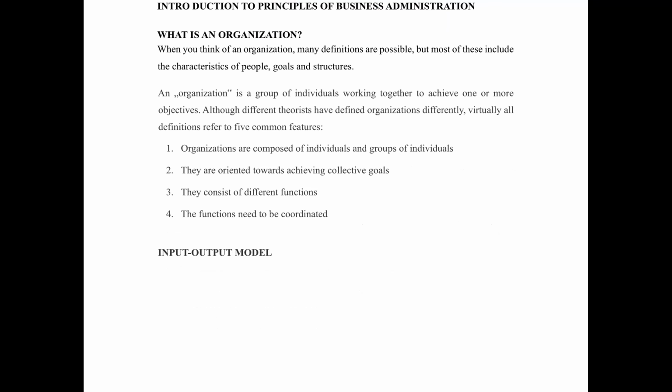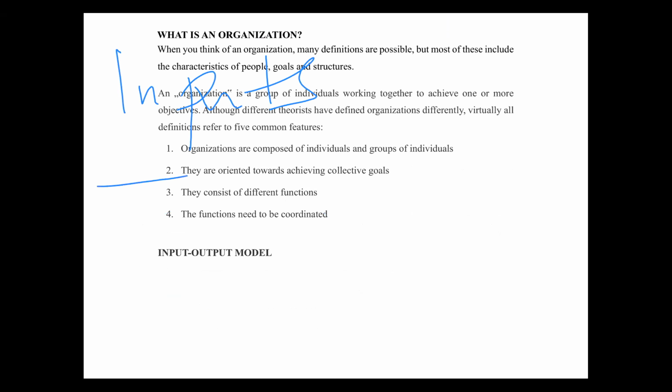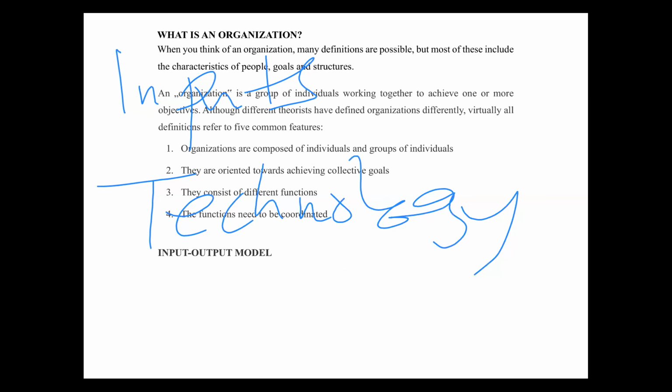So let's look at an input-output model. Today is an introductory lecture. So what is an input and output model? This is a model that is there to depict and show us what happens in the whole process of converting the inputs, and I'll tell you what inputs are, using relevant technology to produce the desired outputs.